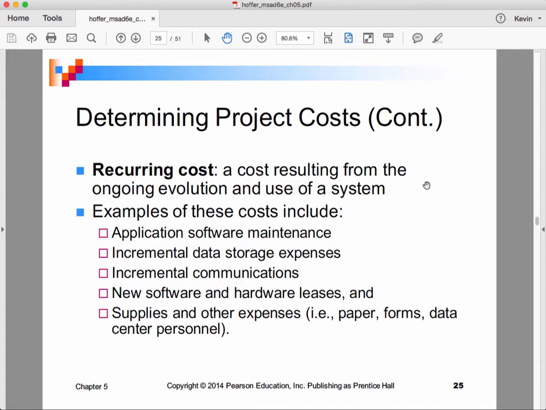These are costs that are going to result from the ongoing evolution and use of a system. These might include application software maintenance, and that's including paying your own people to maintain the software, or paying a vendor some kind of an annual maintenance fee for getting updated versions of their software package. Incremental data storage expenses, incremental communications, new software and hardware leases, and supplies and other expenses.